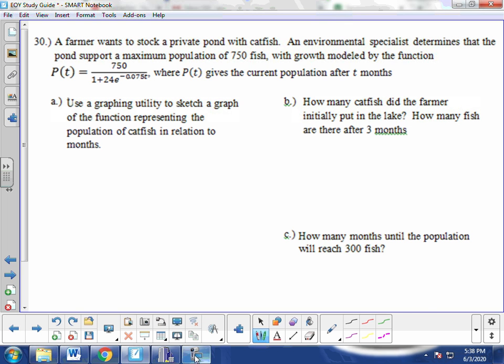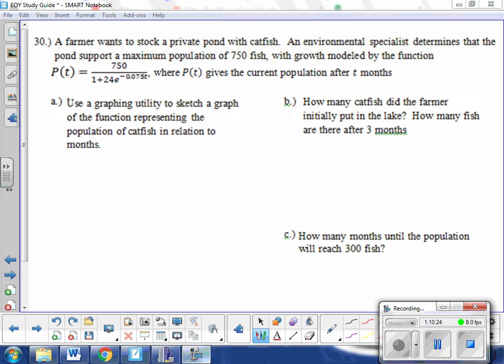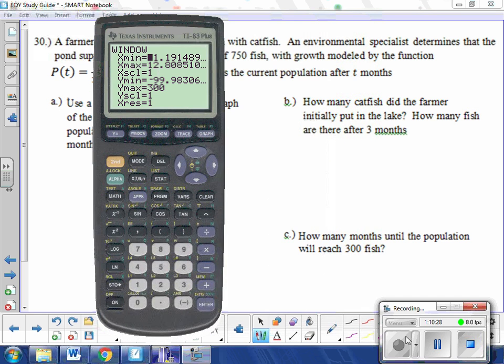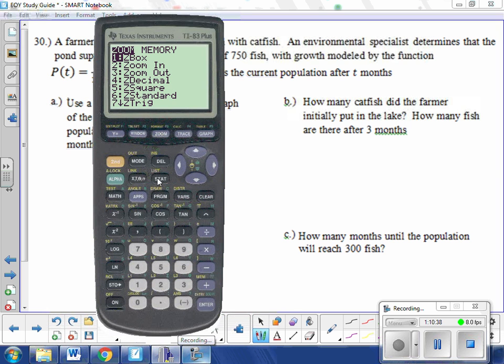months. So again, we want to go ahead and go to the y equals button and put in our function. So I went ahead and put in the function. I'm going to go ahead and set up my window. I'm not exactly sure what I should scale this to, so I'm just going to start at month 0 and go up to 100 months on the x-axis. And then I'm going to zoom and fit it, and that's going to give me a picture where I can sketch my graph.